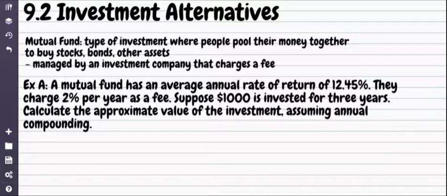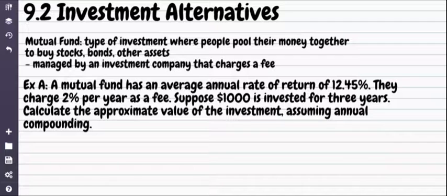So in this case, we do have quite a good mutual fund. The average rate of return is 12.45%. That's a lot higher than a bank. A bank is usually like 2%, 3%. So we're talking about a much higher rate of return, but they're also charging you a fee. So you want to make sure that that is going to be covered, okay?